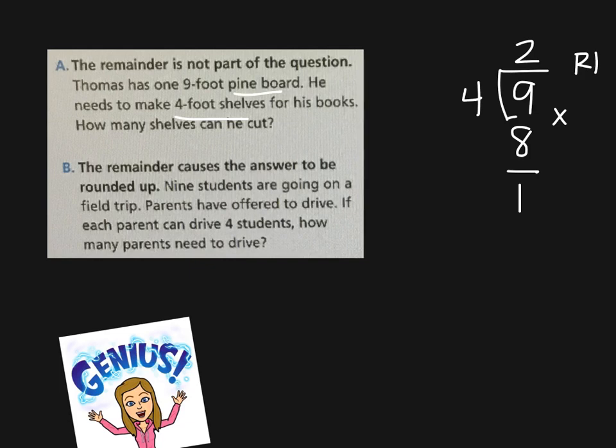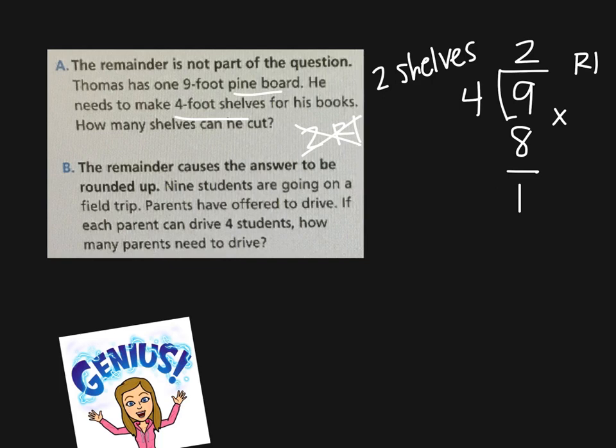So you could write 2 remainder 1, but that wouldn't make sense to tell Thomas, hey, you can make 2 remainder 1 shelves. He'd look at you like you were crazy. Instead, you would tell him you can make 2 shelves and you'll have a little bit of that pine board left over for something else down the road.